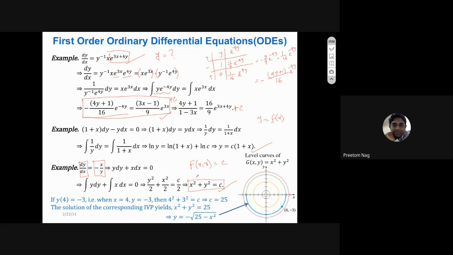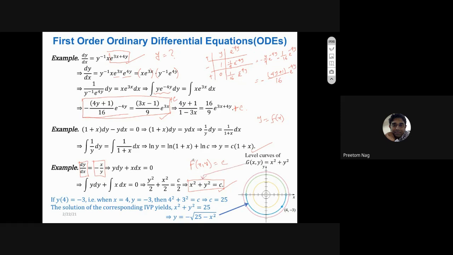We studied level curves in Math 250, right? So f of xy equal to c, for different values of c, means your radius will be different. If you look here, the level curves of g of xy equals x square plus y square. G of xy is basically this one.